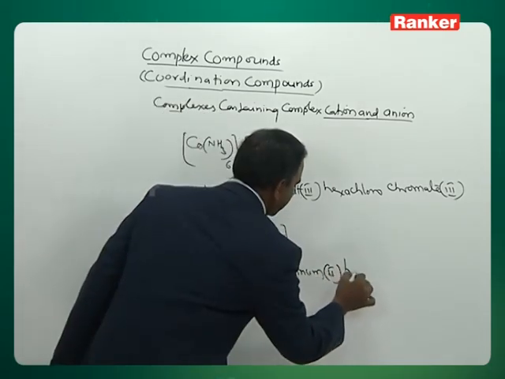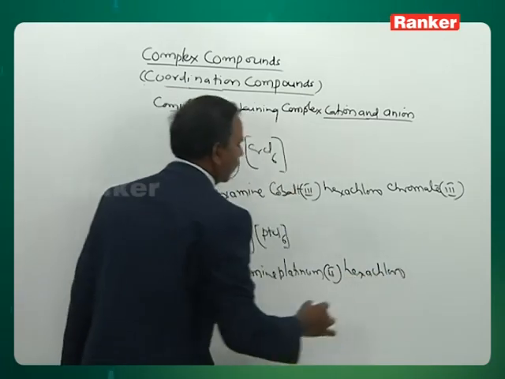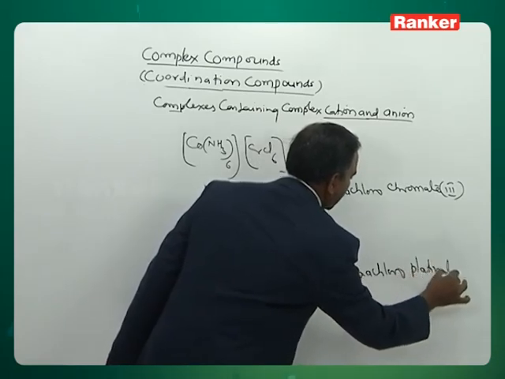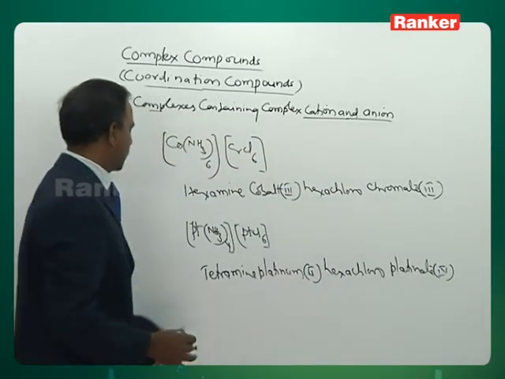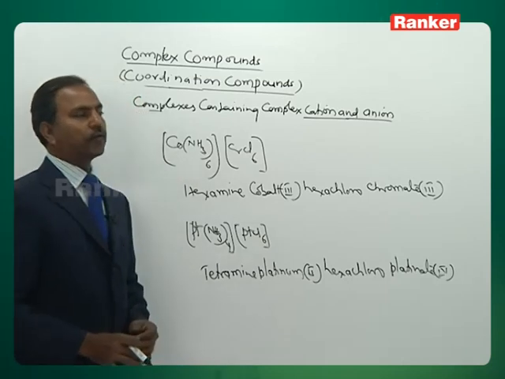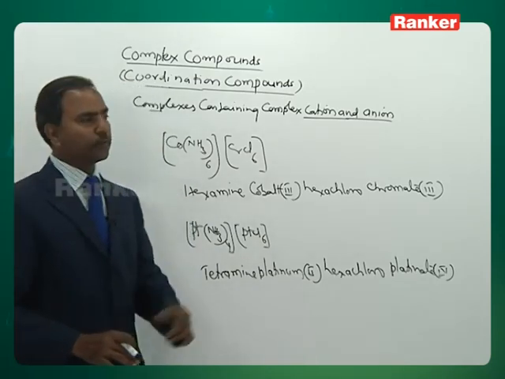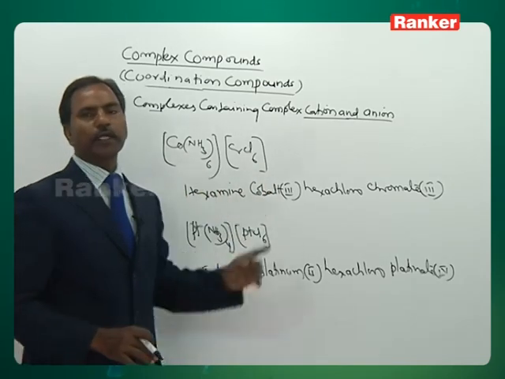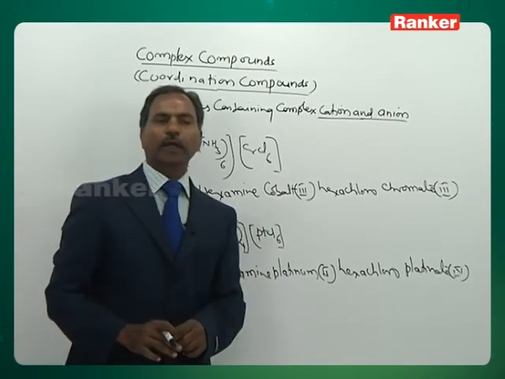Second half is actually having coordination number 6. Therefore, again hexachloro platinate 4. So, it is tetramine platinum 2, hexachloro platinate 4. This is the naming of the complexes where two coordination spheres are there. One is representing cation, other representing anion. So these are the different types of nomenclature.